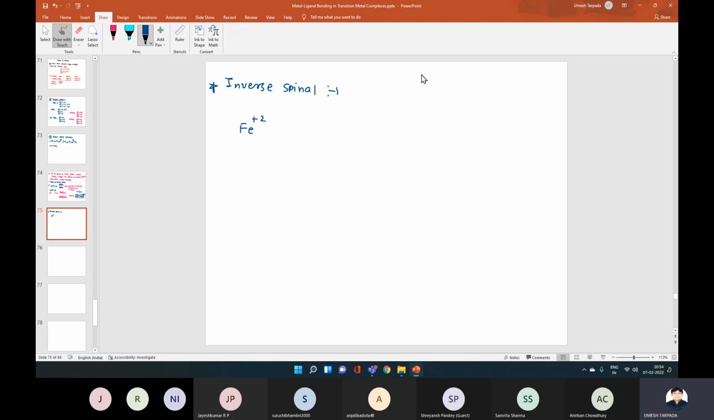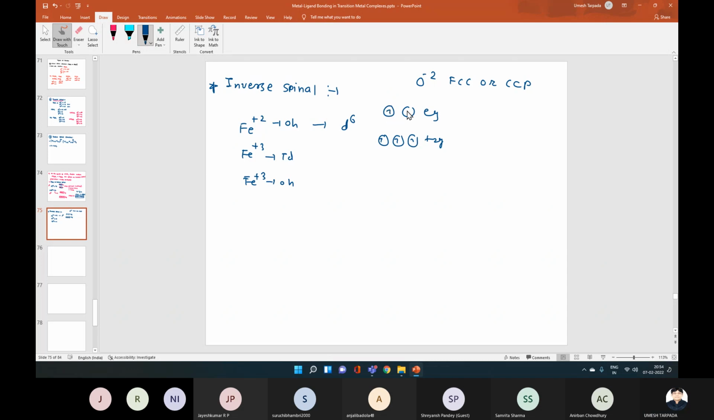See here, O2- is arranged in FCC, or you can say in CCP arrangement. Now see, Fe2+ is in an octahedral void, and one Fe3+ is in a tetrahedral and one Fe3+ is in an octahedral. So for Fe2+, that is which system? d6. How is it arranged in an octahedral field? This is t2g and eg. So 6 electrons are there.